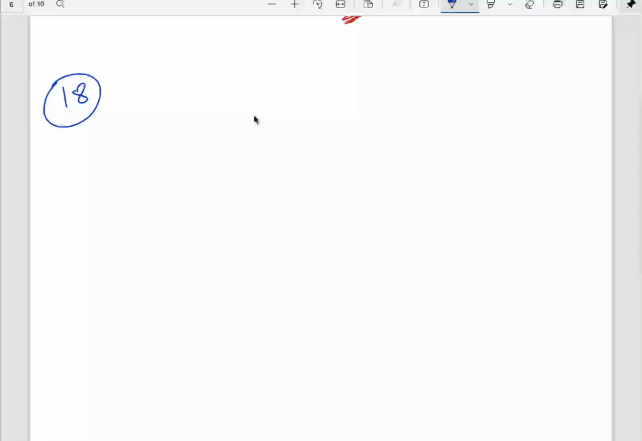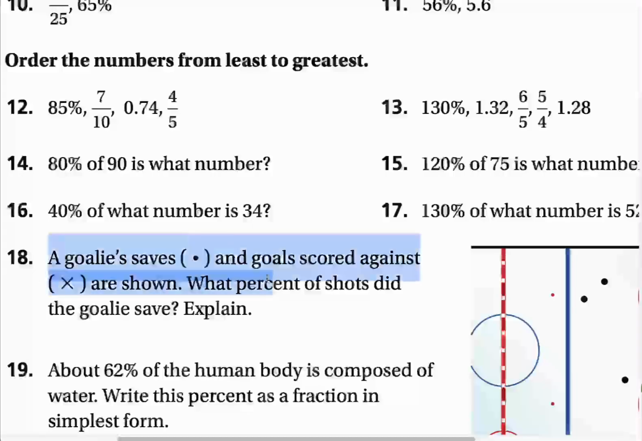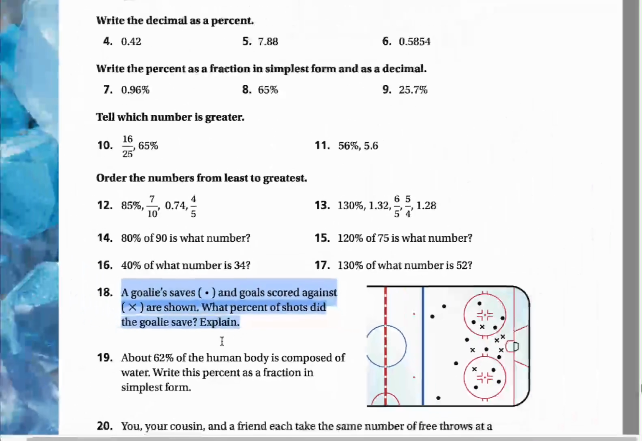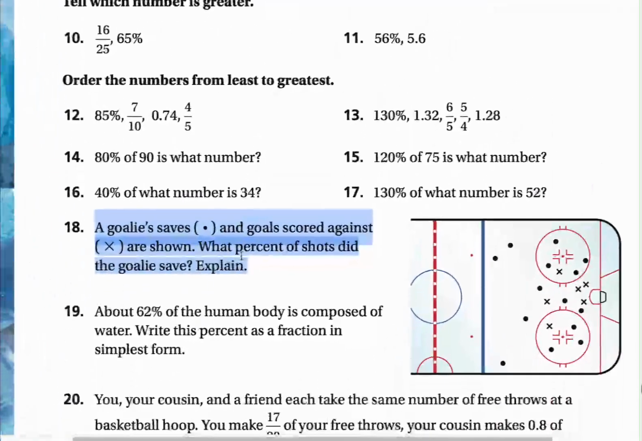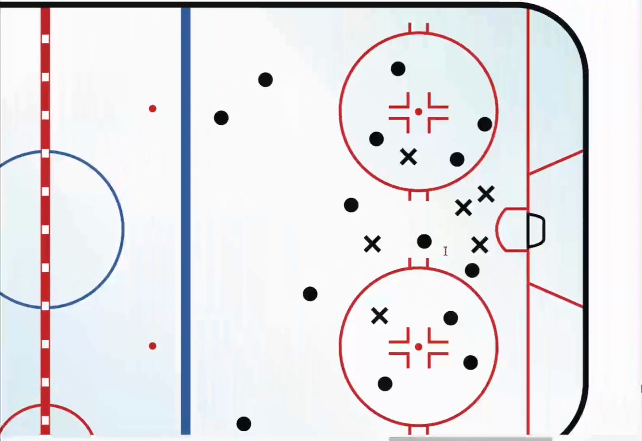Okay. Ahmed Yusuf? Yes, teacher. I think question 18, we need to look at the question. Okay. Will you please read the question? Goalie's saves and goals scored against are shown. What % of shots did the goalie save? Explain. Okay, so we need to find how many shots he saves first. Okay, let's count. This is the picture here. How many dots? How many saves?